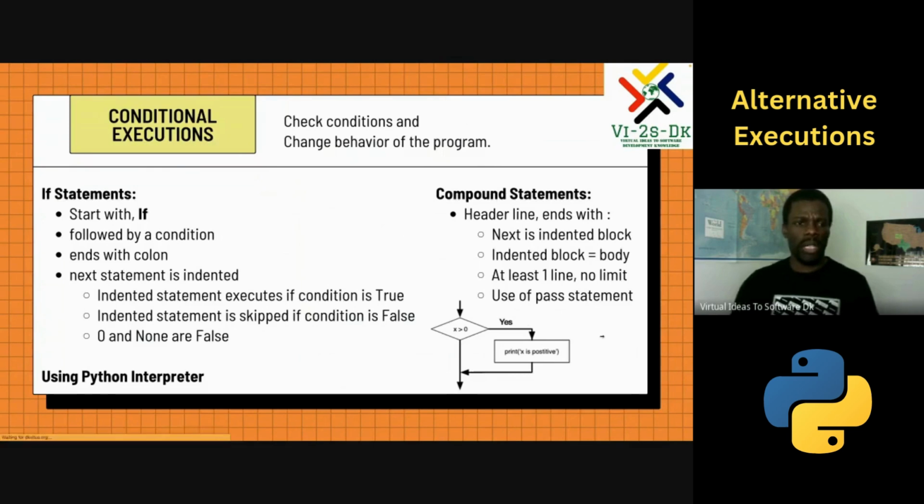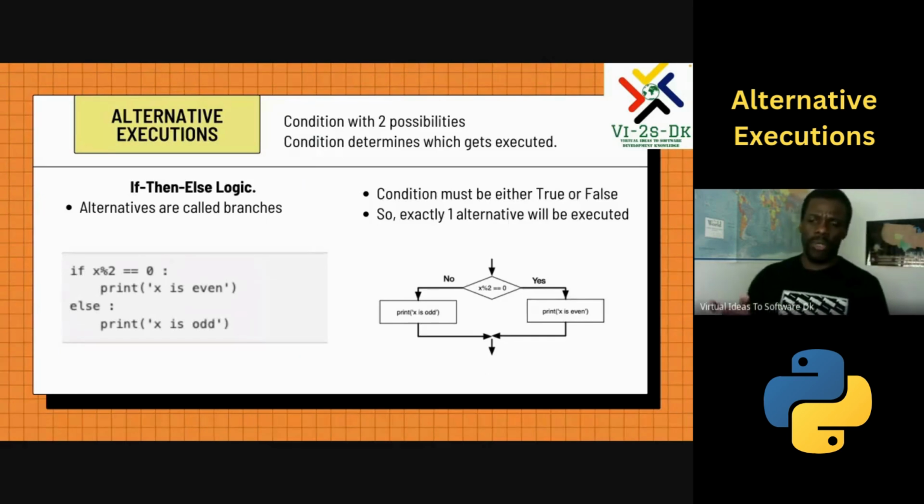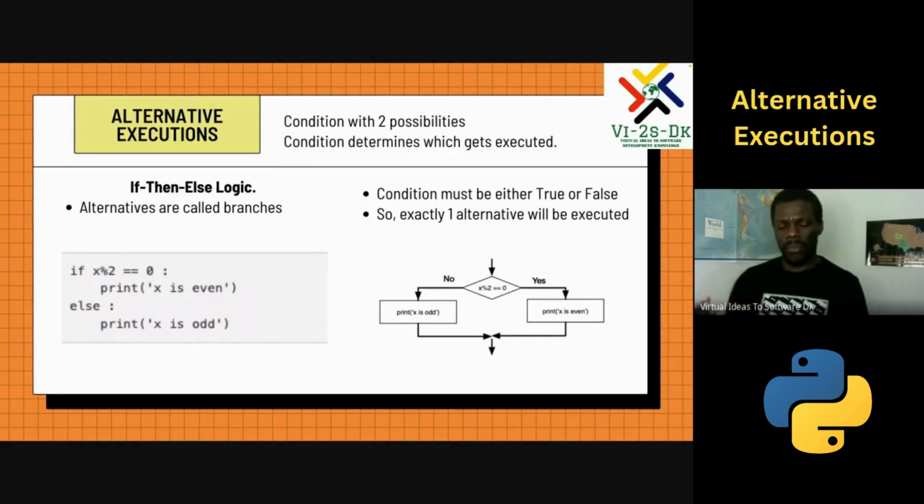Okay. Now let's check out alternative executions. Alternative executions is usually when you have two possibilities. Okay. The condition determines which of those alternatives to execute. It's usually known as the if-then-else logic. Each of those alternatives is known as a branch, as you can see here. You're pretty much just checking if x can be divided by 2, meaning if you divide x by 2, remember we talked about the modulus operator. If the remainder is 0, then x is even. If the remainder is not 0, then x is odd. At the end of the day, you proceed with the next piece of code you have.